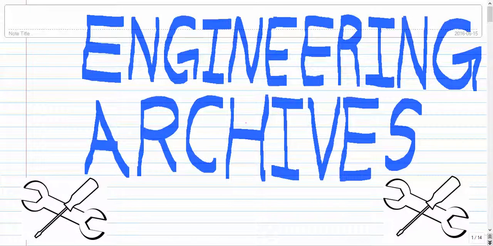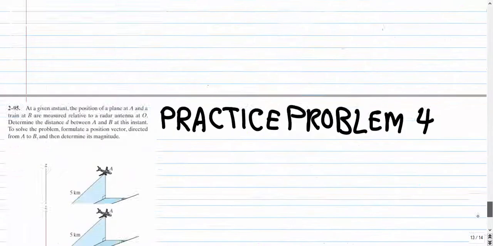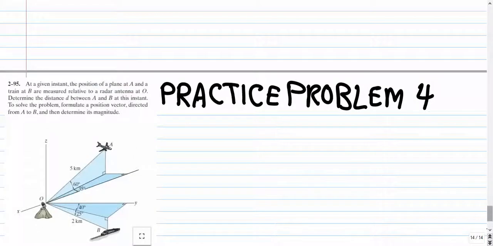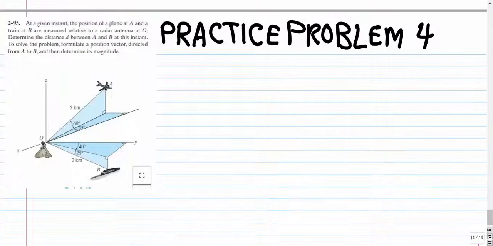Let us look at practice problem number 4 for this chapter. So the question says, at a given instant, position of a plane A and a train B are measured relative to a radar antenna at O. Determine the distance d between A and B at this instant.